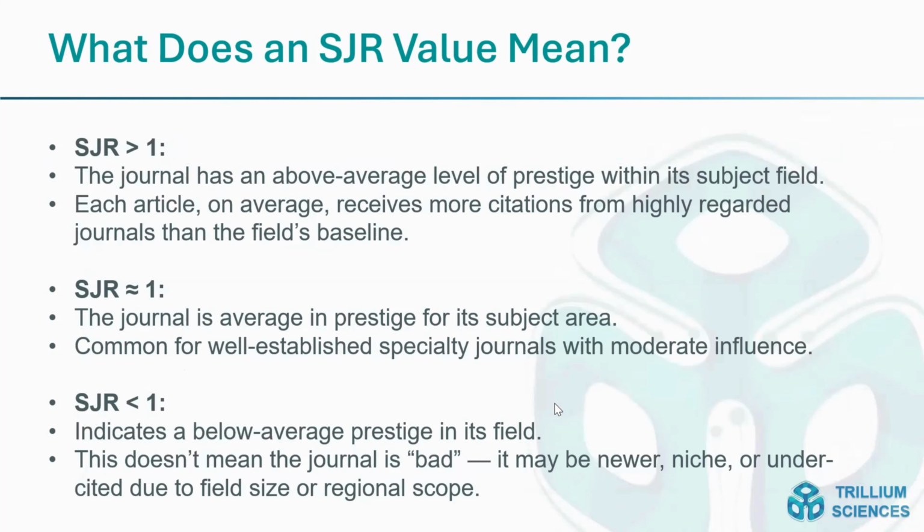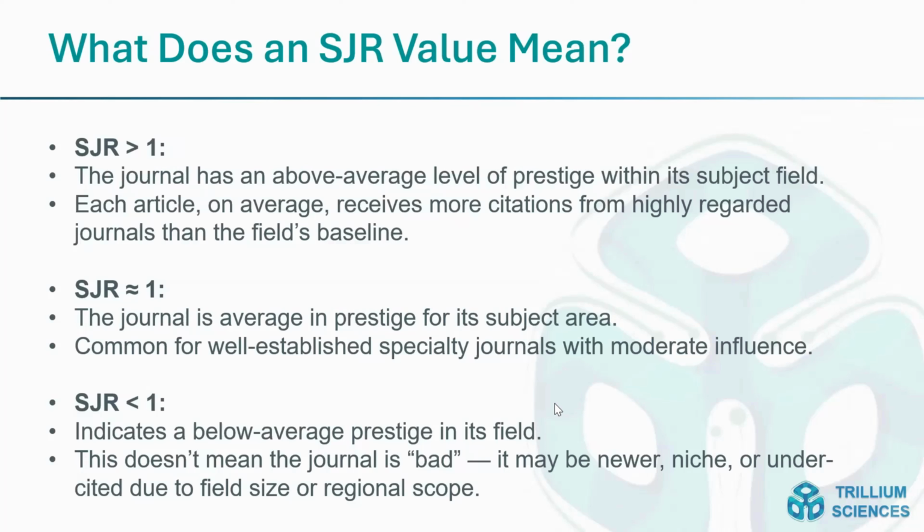So what does an SJR value mean? If you open any specific journal, you will find the SJR on the website. The average for an SJR is 1. Journals that have an SJR above 1 are above average journals and have a high level of prestige in their subject field.